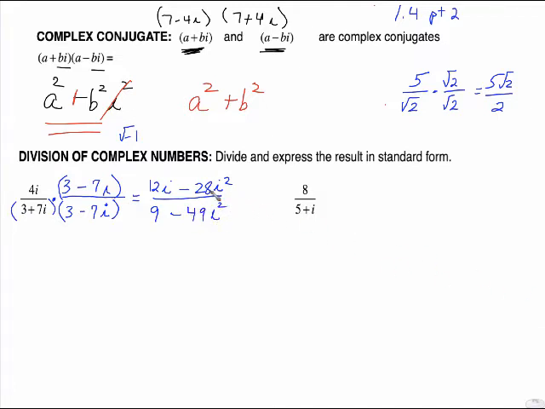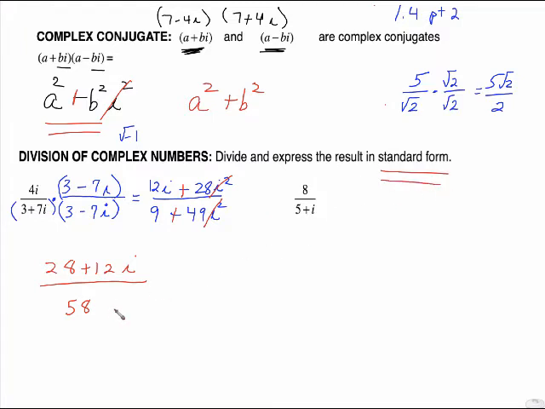Now let's take care of the i squareds. Cross out i squared, change the sign, cross out i squared, change the sign. Now I still have some work to do here. Number one, on the top, I've got to rewrite that so that the i is in the back side. And on the bottom here, I have 9 plus 49, which is 58, which looks like a decent answer, but the problem is this has got to be in standard form.